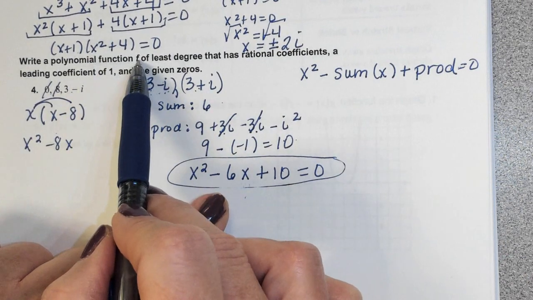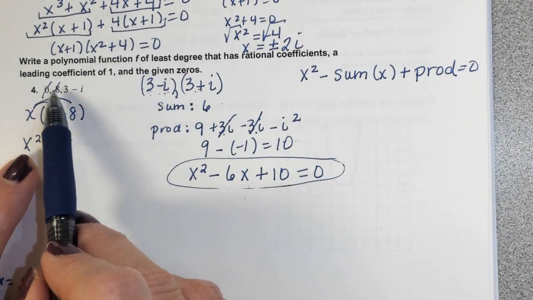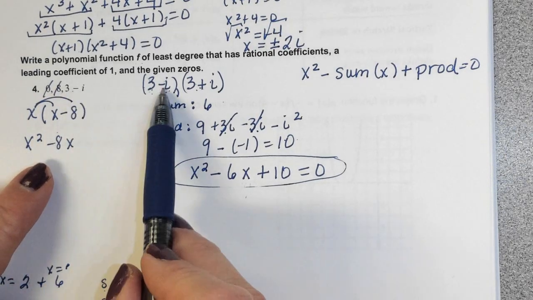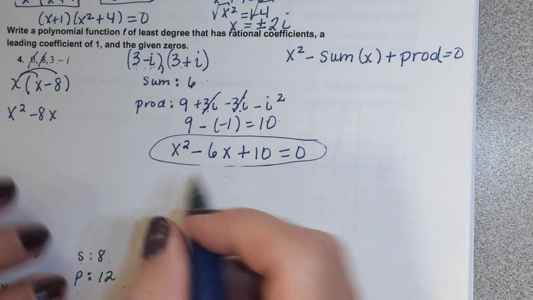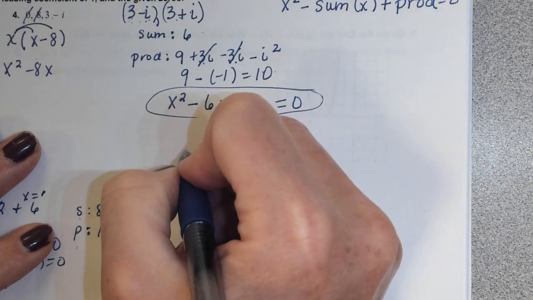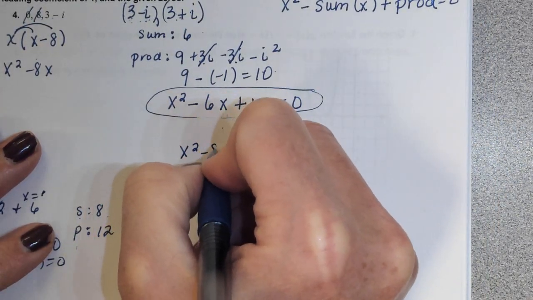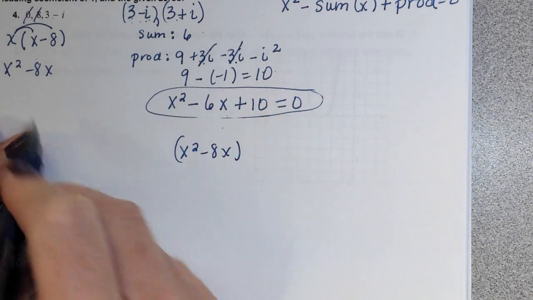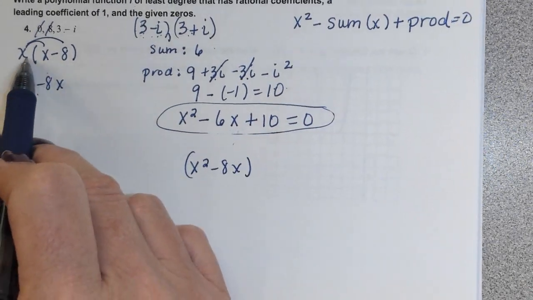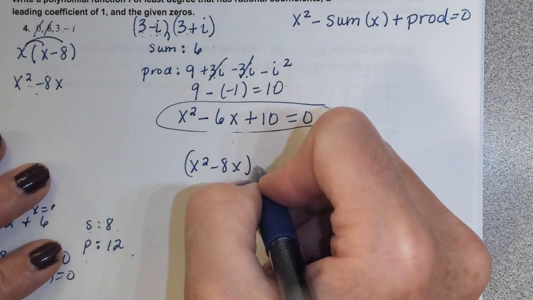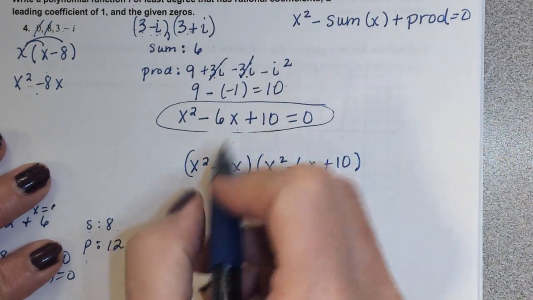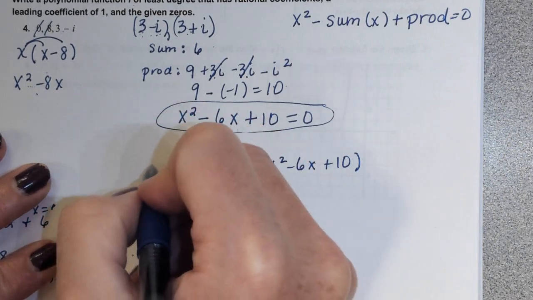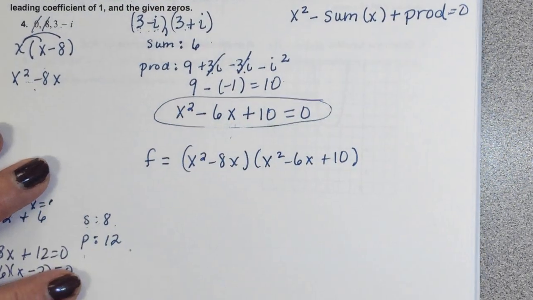But we want the polynomial function that has this solution, plus these solutions. So now I have to do the complicated part. I'm now going to multiply x squared minus 8x. See, that gave me the two solutions of 0 and 8. I got to multiply that by this. That's going to give me my polynomial function, f, that has those zeros.